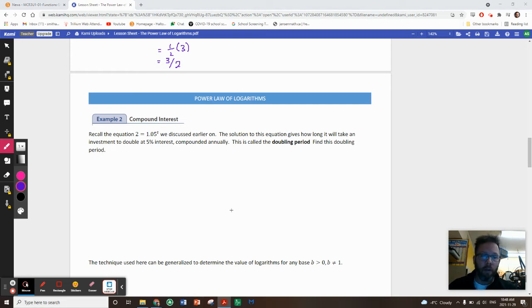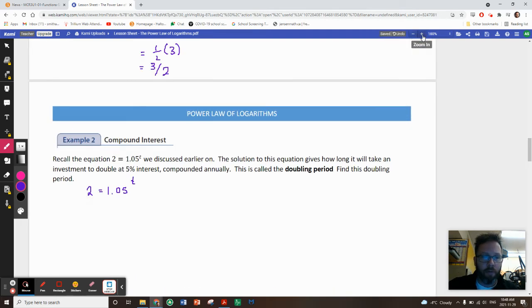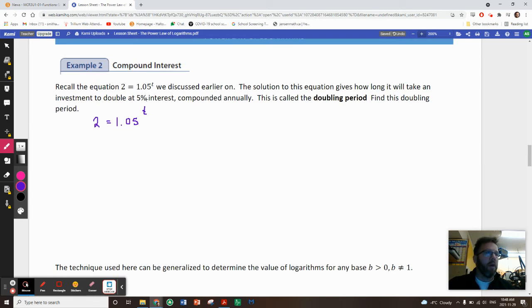So our starting point is 2 equals 1.05 to the power of t. Might actually zoom in a little bit more. There we go. And so here we're going to apply our power law of logarithms to solve an equation. And this will motivate doing it even quicker on our calculators. But let me show you what we're going to do. We're going to take the logarithm of each side.